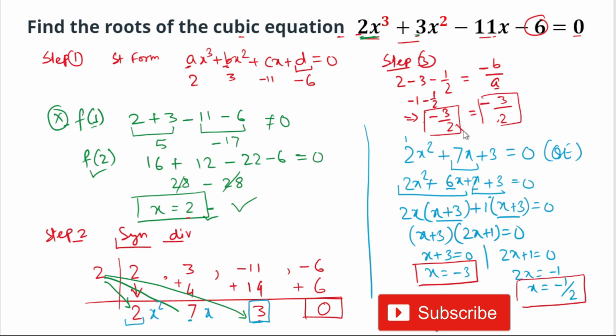This satisfies this expression. So here the values of x are 2, negative 3 and negative 1 by 2, which is our answer. So this is our answer for this expression, meaning the roots of this cubic equation.